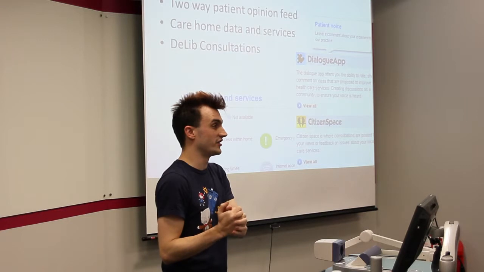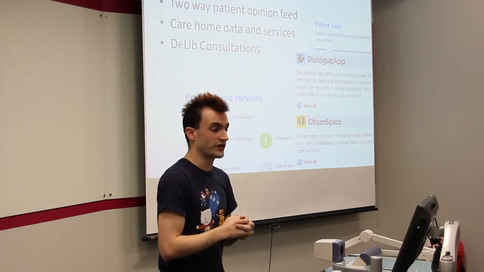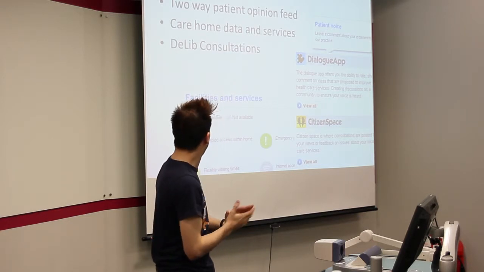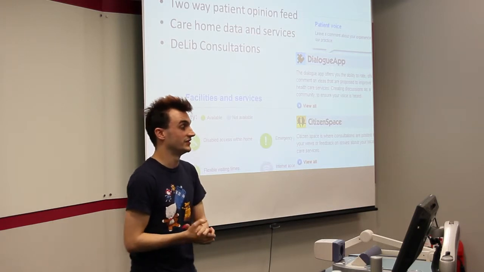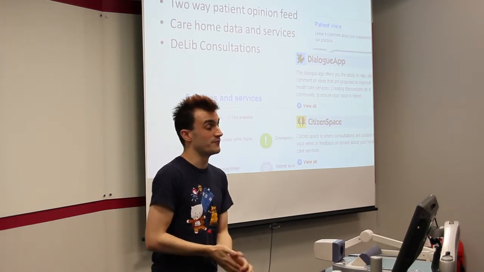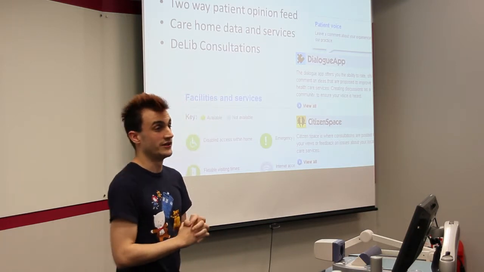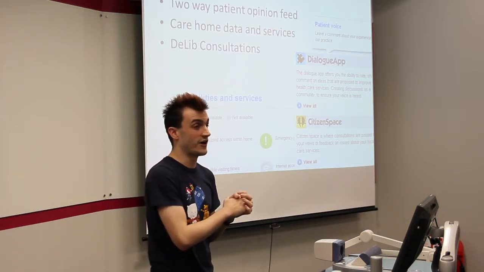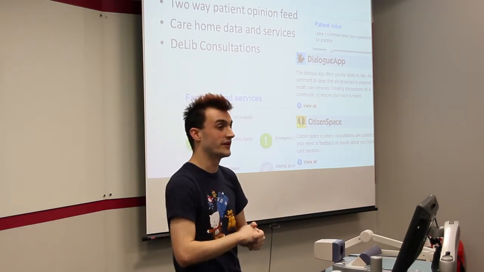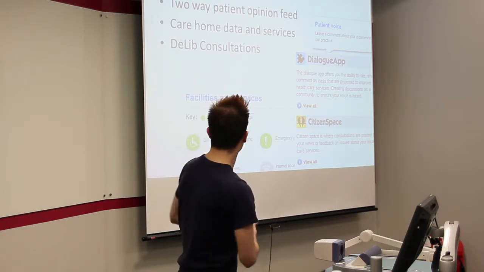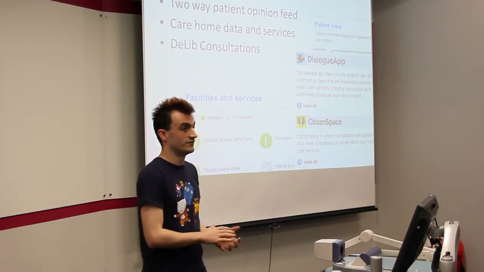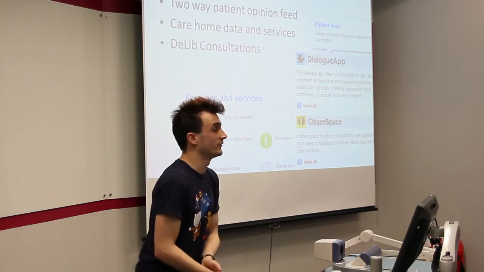As I said, we're first in the country to implement that, and so far it's worked out relatively well. All our care home services and data is an API feed from comparecarehomes.com, so rather than duplicating the data, Compare Care Homes manage it, and then we integrate it into our Drupal site. All these facilities and services are taken from comparecarehomes.com.